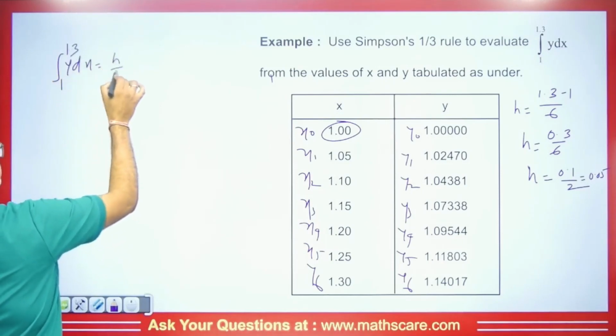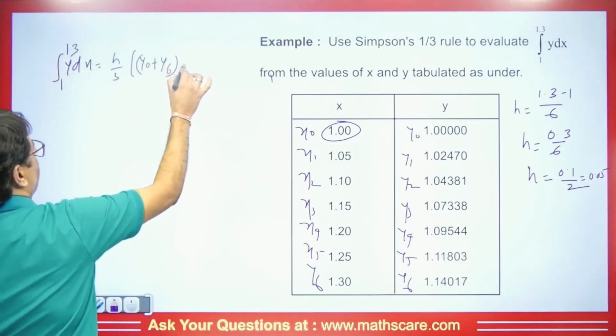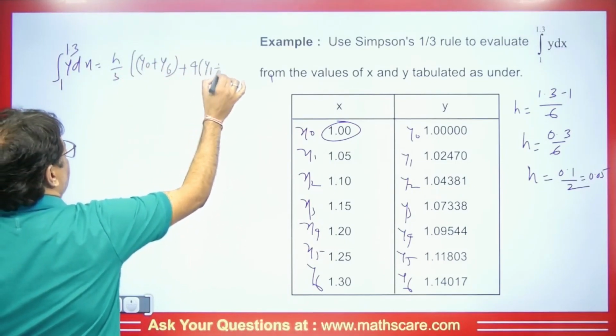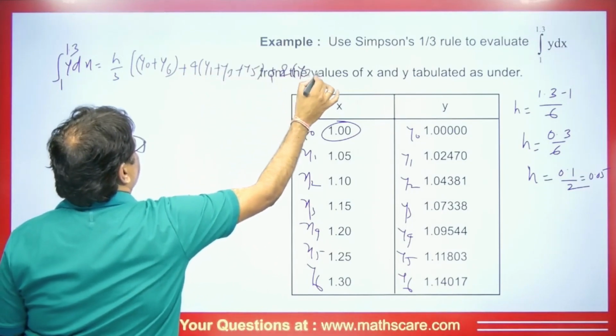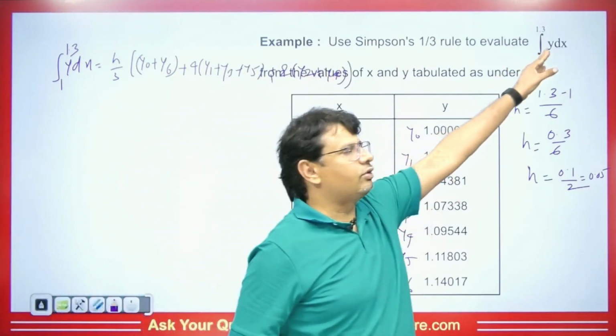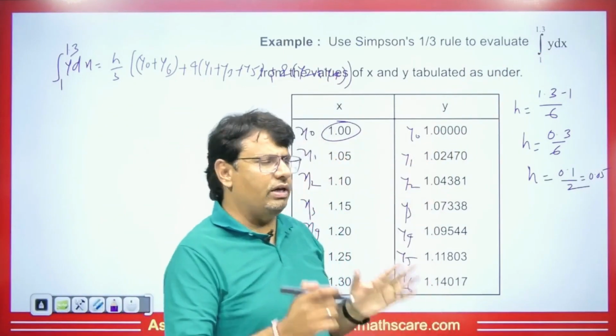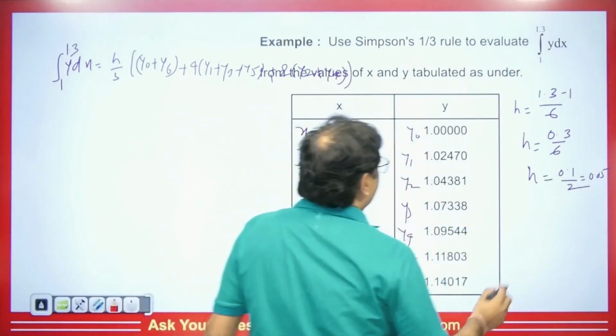I hope you are understanding this here. First term plus last term, and what will come in this? 4 into the odd terms, that is y1, y3, y5, plus 2 into the even terms, and this will be y2 and y4. Now you may have a doubt about the value of y. It's fine if the value of y is given like this. Normally, the questions in the exam are like this only, but sometimes it's different.